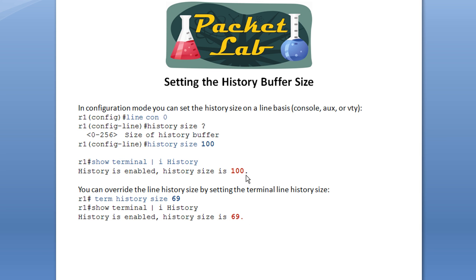You can override the default history size for your line. The one exception, which we'll see in a later slide, is if it is disabled on the line, you will not be able to override that with a different size. But as we will see, you can actually override the no history command. So if it was disabled on the console line, you can issue the terminal history command from exec mode and override that.